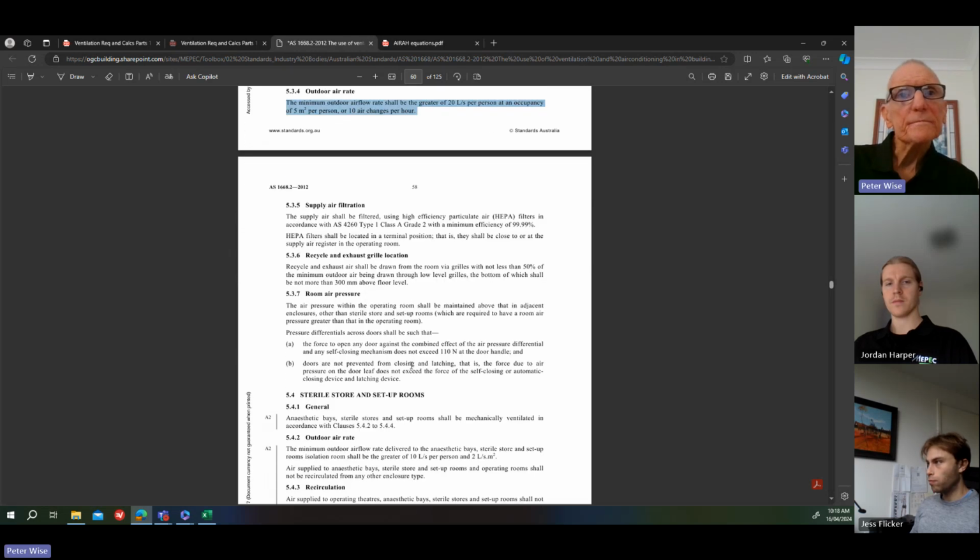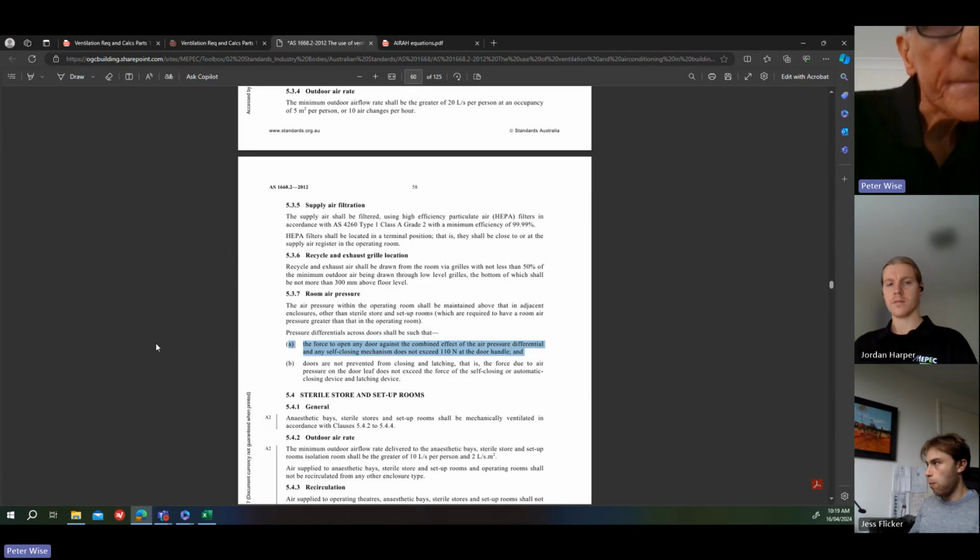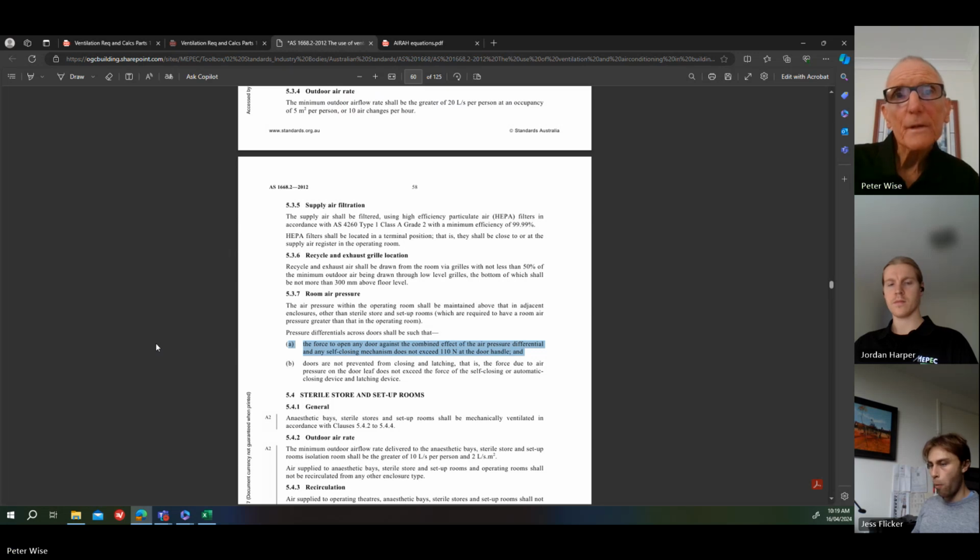And room air pressure, well, this says the pressure differentials across doors shall be such that the force to open any door against the combined effect of the air pressure differential and any self-closing mechanism does not exceed 110 newtons. And this is almost exactly the same wording as what you see in the stair pressurisation standards. And the 110 newtons equates to about 50 pascals for a standard door.